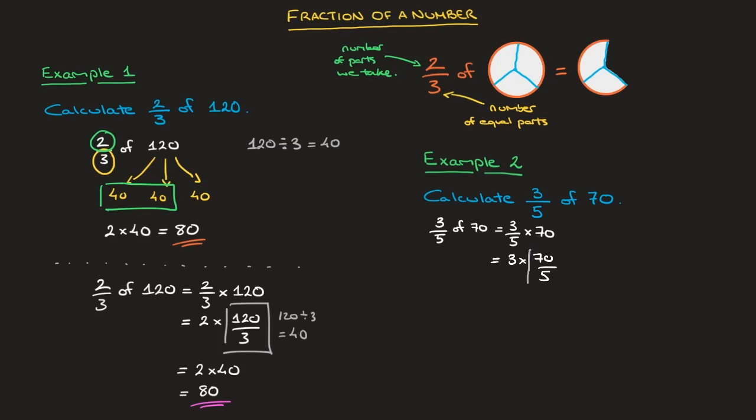Now remember, 70 over 5 just means 70 divided by 5. And by all means check, but 70 divided by 5 is equal to 14. So this is equal to 3 times 14. Finally, we need to multiply this 14 by 3, and in doing so, we find that that's equal to 42. And that's the final answer. And so that's how to calculate a fraction of a number. And that's it for this tutorial.